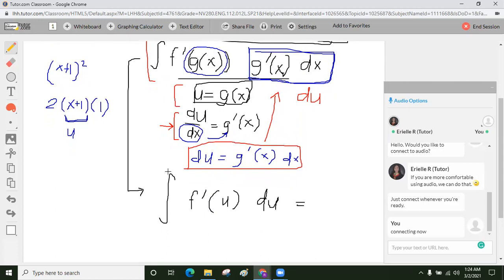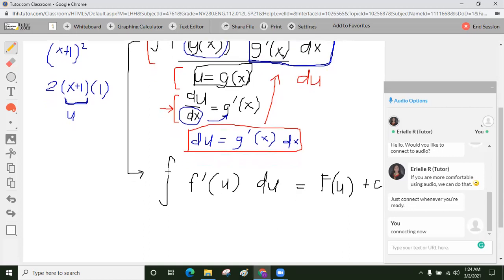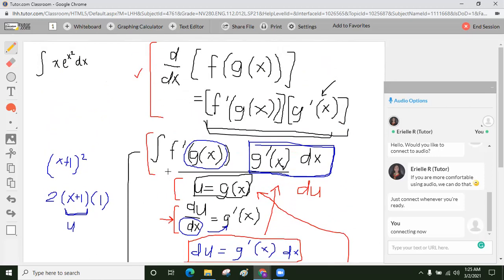Since this is a general denotation, we can say that the antiderivative of f prime of u will be f of u plus c. And then this goes back. Since this u, let me encircle it, is equal to g of x right here, we can essentially write this as f of g of x. So this is the same as the function that we originally started with, which is this one at the top.